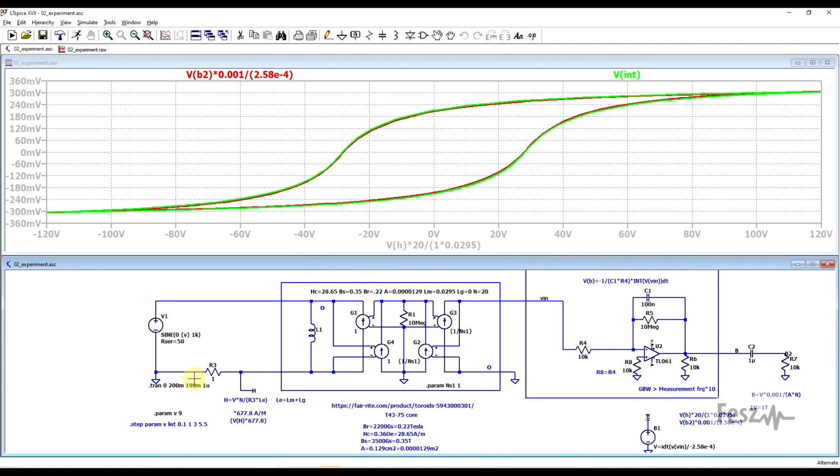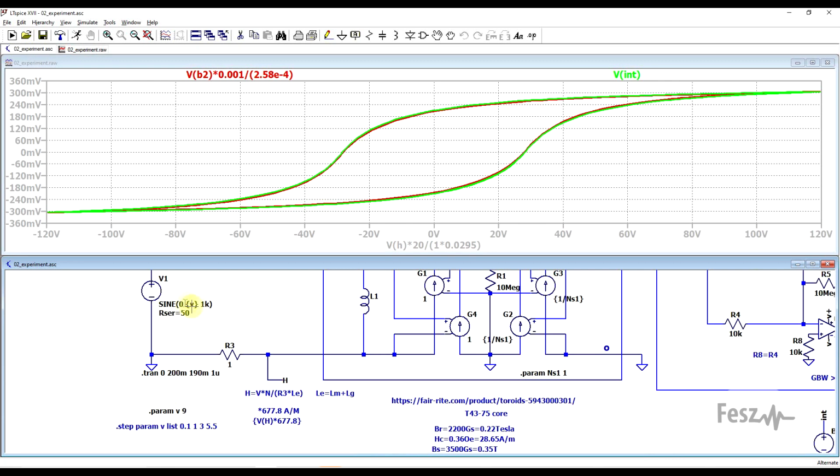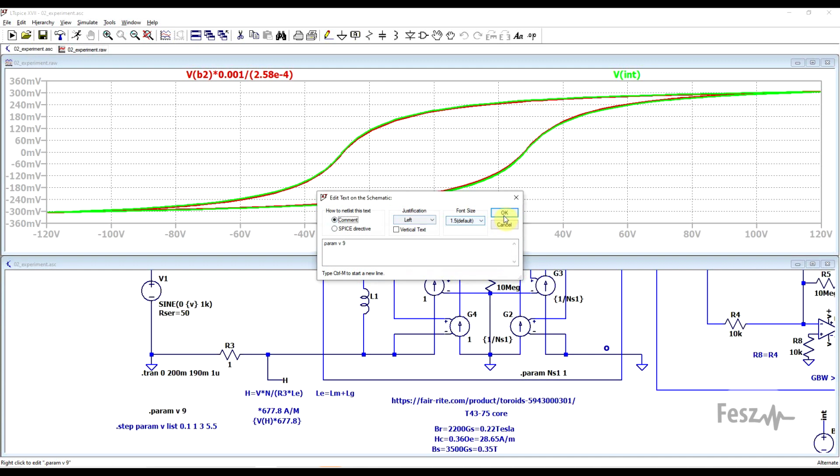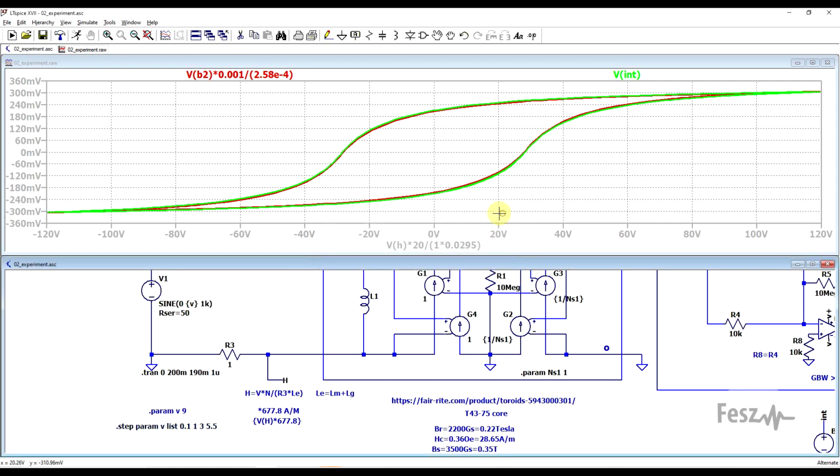Now the final thing that we can do is to step the input signal to see the core's behavior when it's not really getting saturated. So for this, the voltage parameter, rather than setting it to a fixed value of 9, let's just comment this, I will be using a .step parameter to provide multiple input values.